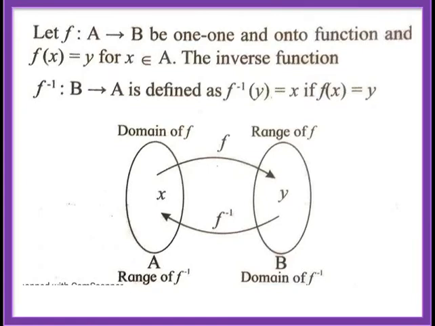Let f from A to B be 1-1 and onto function, and f of x equal to y for all x belonging to A. The inverse function f inverse from B to A is defined as f inverse of y equal to x if f of x equal to y. See, this is, you can say, set A, this is set B. f is a function from set A to set B.